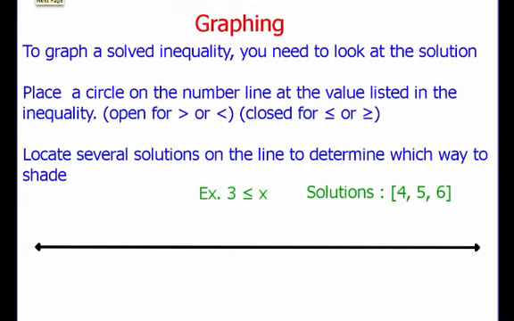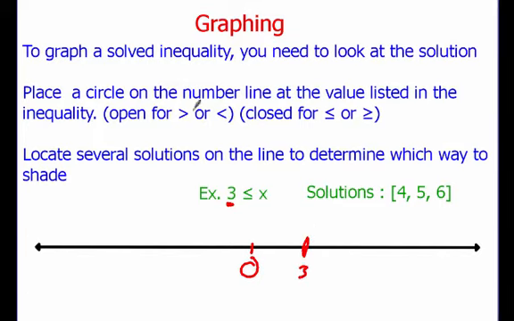Now, graphing. I'm sure you've learned how to graph an inequality before, but we're just going to go through it step by step and make sure we understand this. So to graph an inequality that you've solved, you need to take a look at the solution. So we've got an example down here. We want to place a circle on the number line at the value listed in the inequality. So for example, in this inequality, the value listed is 3. I always say you need to put 0 on your graph somewhere, and then we'll put 3 over here.